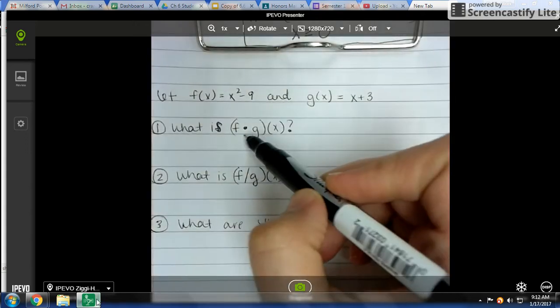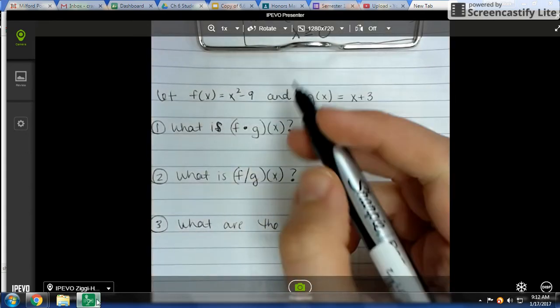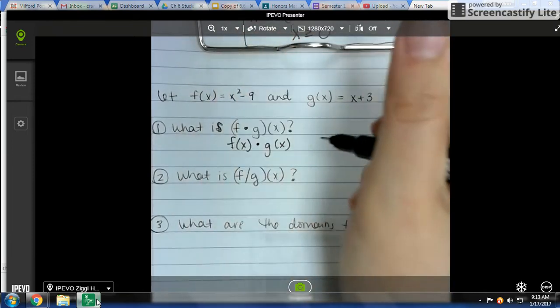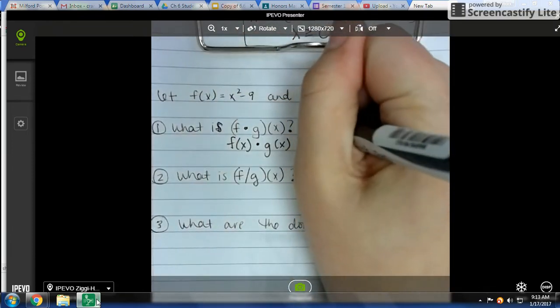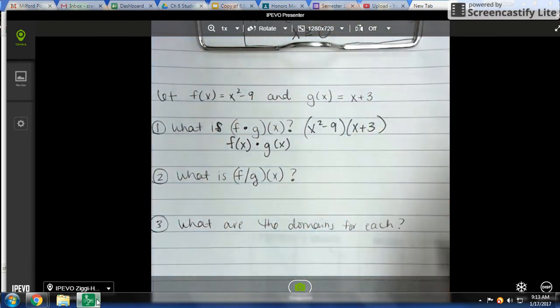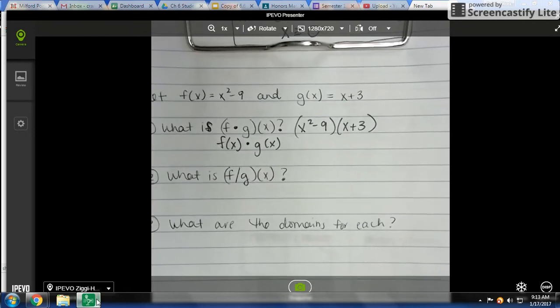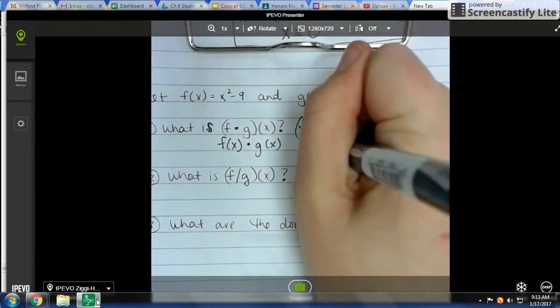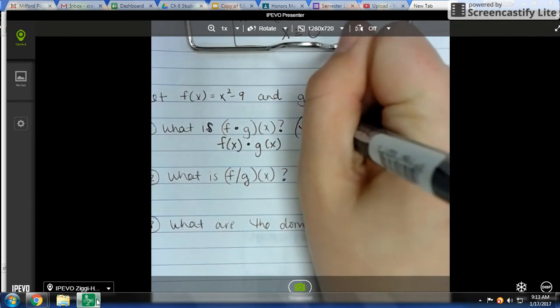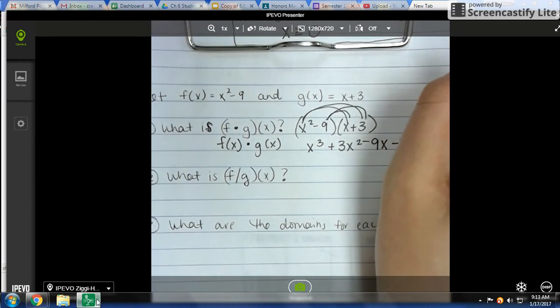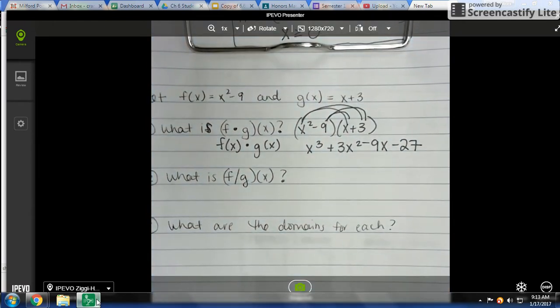All right, so here we're looking at multiplication when we have a solid dot here. So this is the same thing as f of x times g of x. So here we have x squared minus 9 times x plus 3. We have two binomials, so we have to double distribute. So here we get x cubed plus 3x squared minus 9x minus 27. And that would be our answer. We cannot simplify that any further.